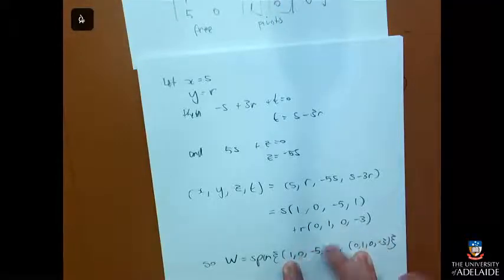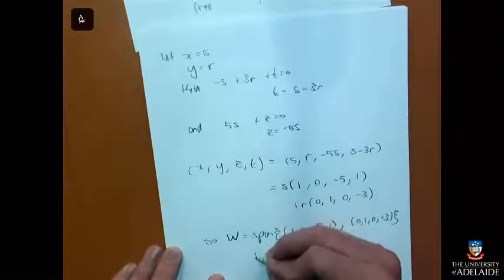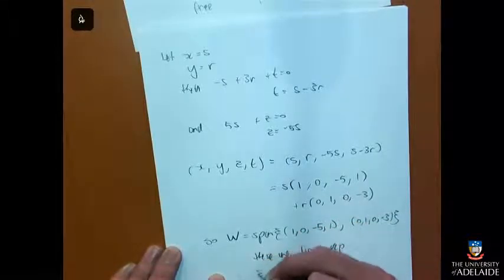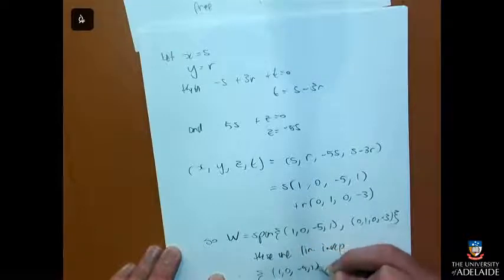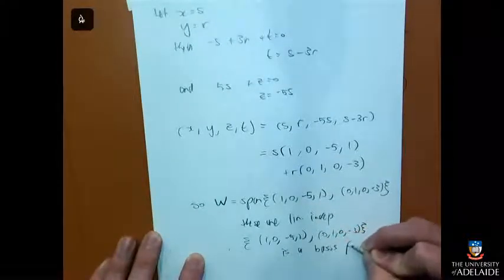Okay, so I've rewritten it as a span. Now I just need to make sure they're linearly independent. And yes, they are, because of the positions of the zeros. This one can't be written as a combination of that one because the 0 in this position means I can't ever make a 1. So these are linearly independent, and so therefore (1, 0, minus 5, 1) and (0, 1, 0, minus 3) is a basis for W.